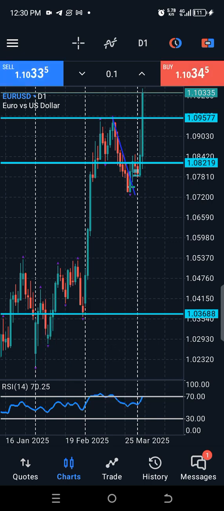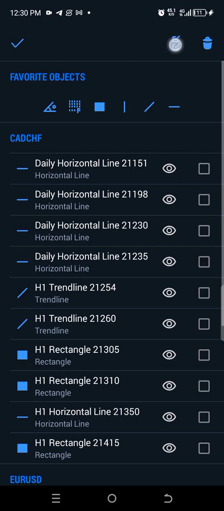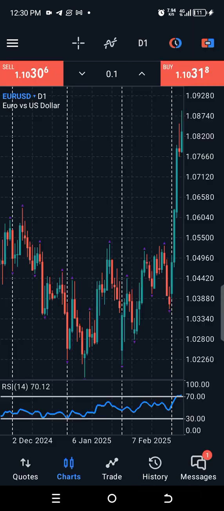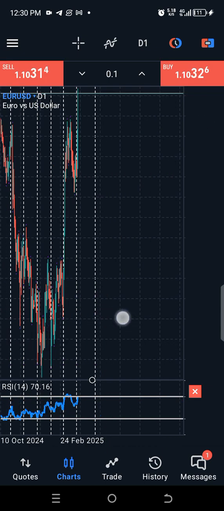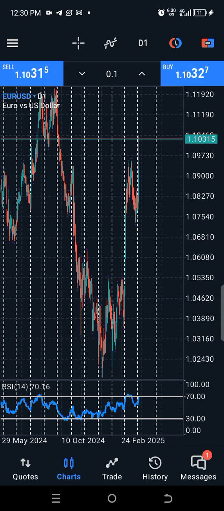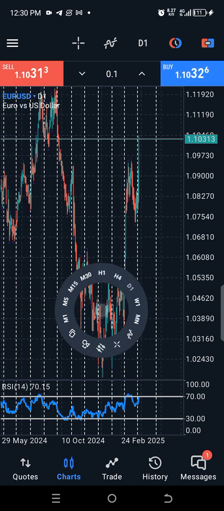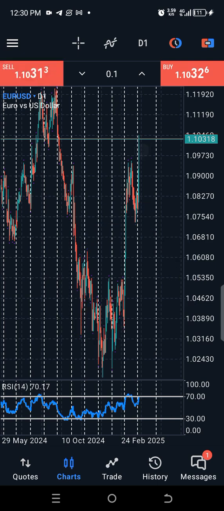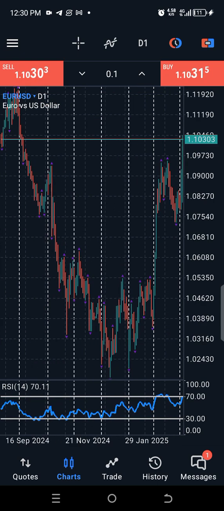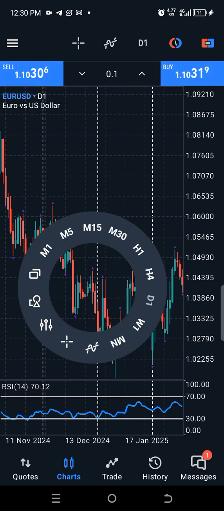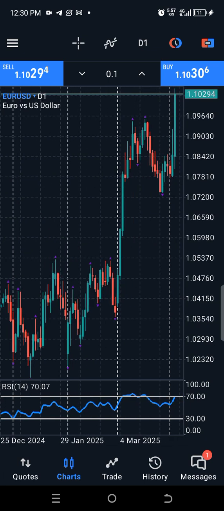So like I always tell you, start from the daily. Let me first remove these lines. Okay. So usually start from the daily to get the daily trend. As you can see, price was initially going down, but now it's going up. It broke this daily trend line, so it's now going up. Broke it right here. It's forming higher highs and higher lows, right?